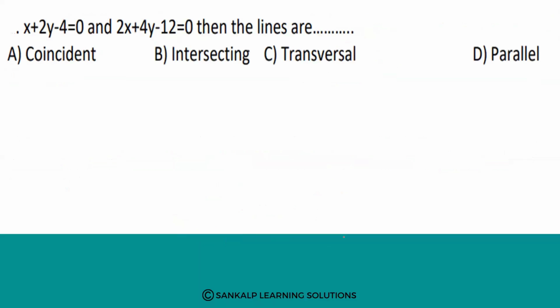x plus 2y minus 4 equal to 0 and 2x plus 4y minus 12 equal to 0. Then the lines are, okay. So here we need to compare the ratios. Then we'll check whether they are parallel, coincident or intersecting. So first we'll compare the ratios. x plus 2y minus 4 equal to 0, then 2x plus 4y minus 12 is equal to 0.